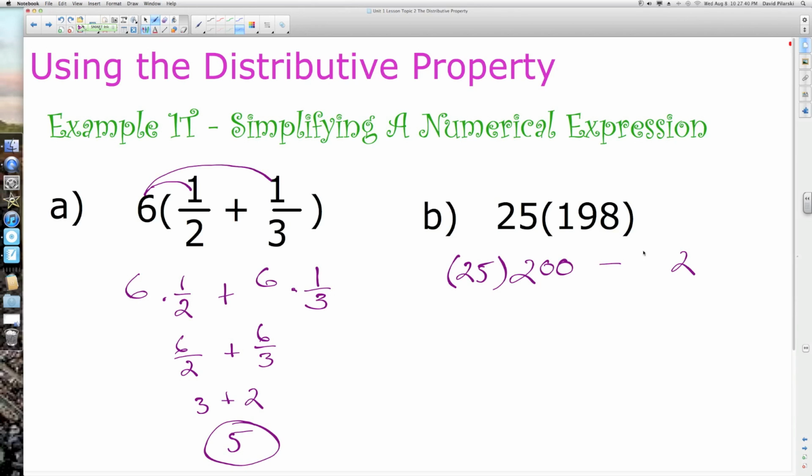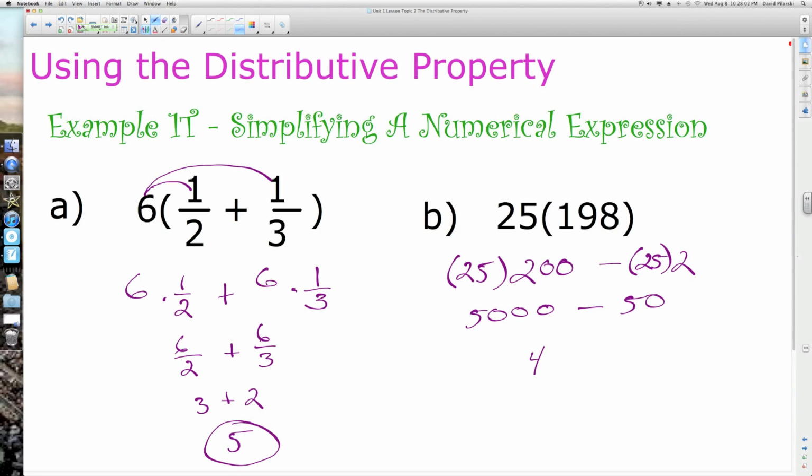So here's an alternate way that you can do some math quickly. We have to multiply both of those by 25 because they both make up 198. 25 times 200, well, 25 times 2 is 50. We have to tack on 2 zeros, so that'd be 5,000. We're going to subtract away 25 times 2, which is 50.